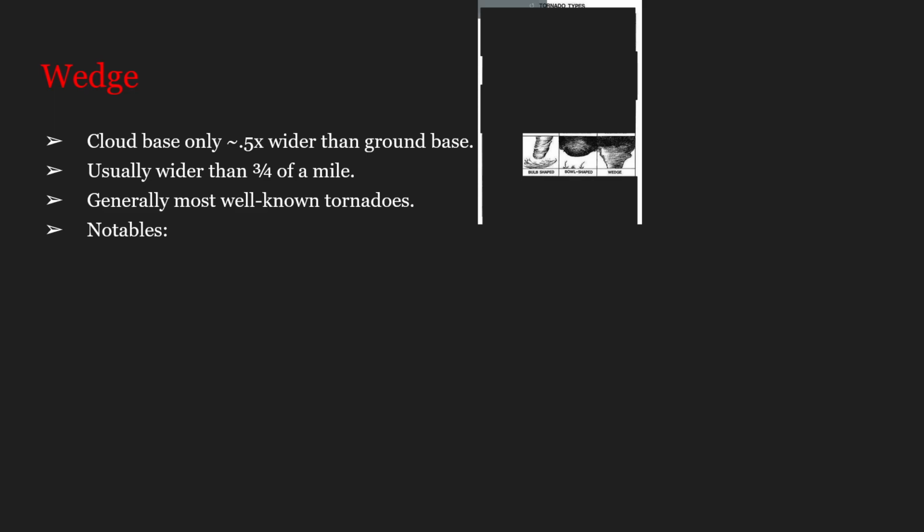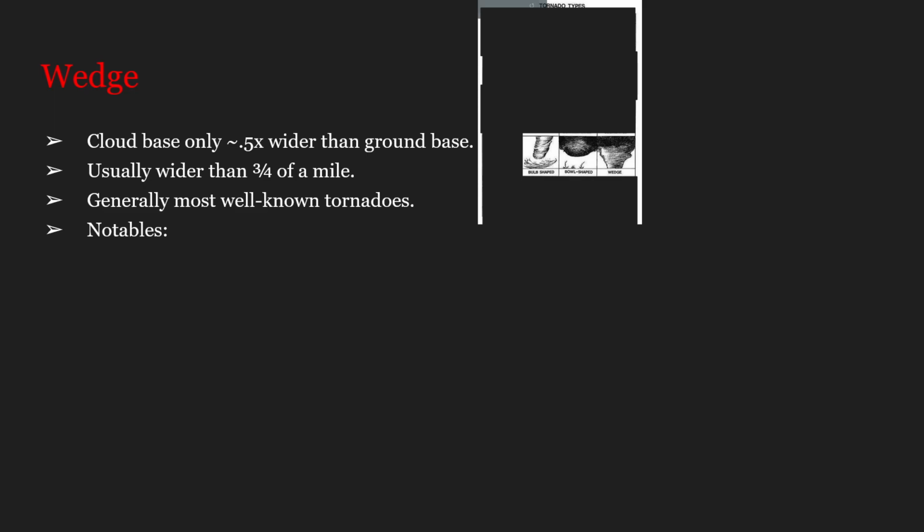Now, generally, the ground base, which would be the true path width, is wider than 3/4 of a mile. That's the general trend that I've seen when a tornado is described as a wedge. By no means, and this is also the case for the cone and drill bit, is this the rule. A cone does not have to have the cloud base 2 times wider than the ground base, and both of these first 2 points are not strict requirements for a wedge tornado. This is just how they appear.